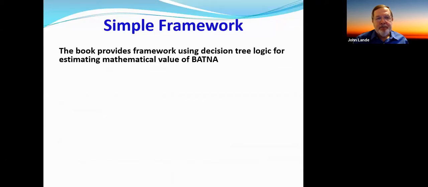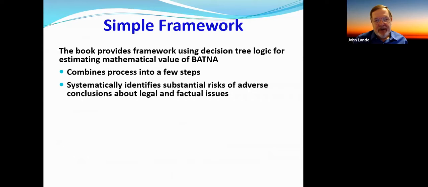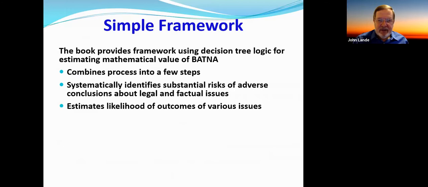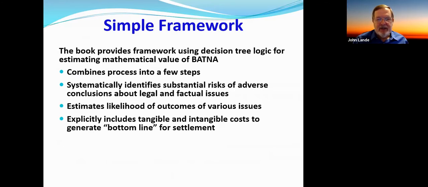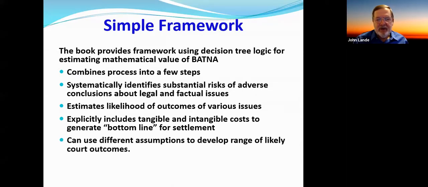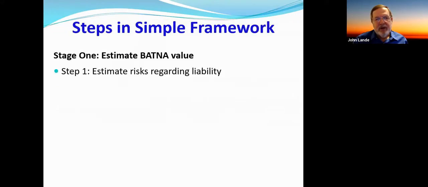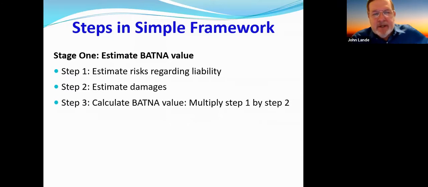So we've developed a framework basically using the logic of decision trees to estimate the mathematical value of the BATNA, the expected court outcome. It combines the process into a few steps, systematically identifies substantial risks of adverse conclusions about legal and factual issues, estimates the likely outcomes of various issues, explicitly includes tangible and intangible costs to generate a bottom line for settlement, and you can use different assumptions to develop a range of likely court outcomes. So here's how it works. There are two steps. The first one is to estimate the BATNA value. So you want to estimate the risk regarding liability, and you come up with some percentage, maybe say 80% or 50% or some percentage of the chance that you would win on liability, or that the plaintiff would win. Second step is estimating the damages if the plaintiff would win. And then the third step is calculating the BATNA value by multiplying the percentage by the damages.